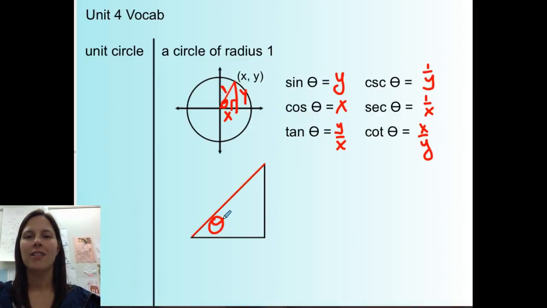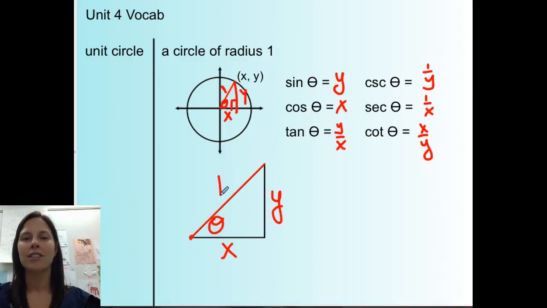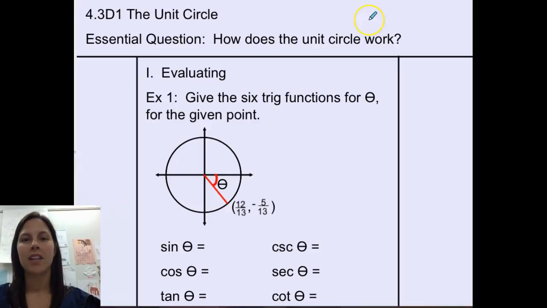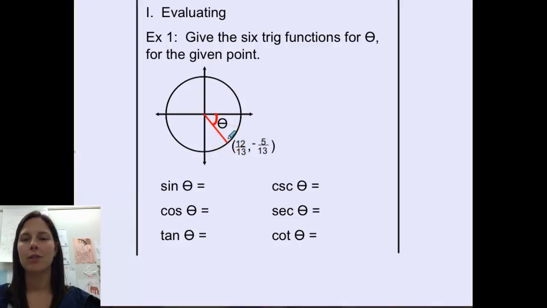So theta, there's that angle right at the origin of our coordinate plane. Of course, our x-coordinate is what moves side to side, and our y-coordinate is the vertical. Hypotenuse on a unit circle is the radius, which is 1. Our essential question, and I can't emphasize that enough, is how does the unit circle work? First thing we're going to do is use it to evaluate those 6 trig functions again.